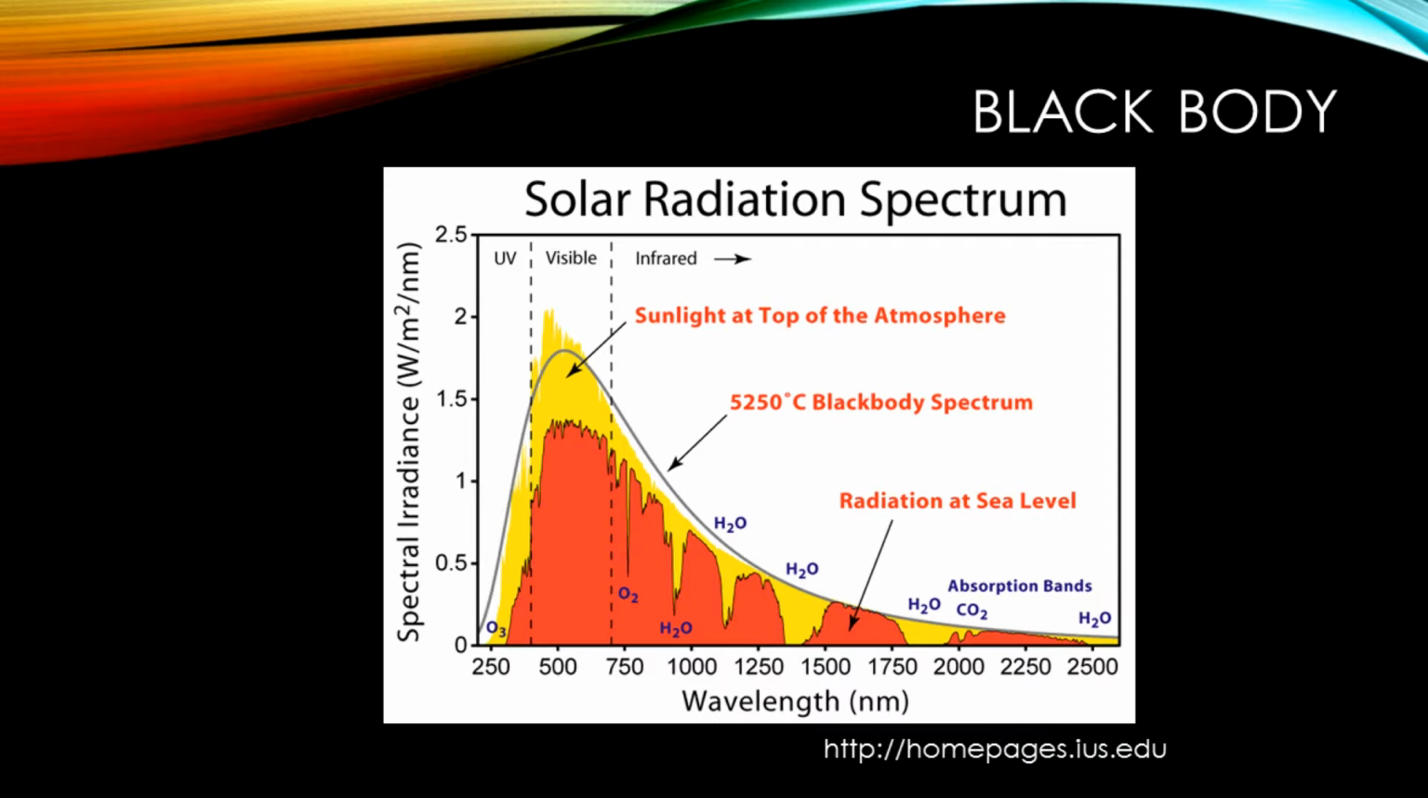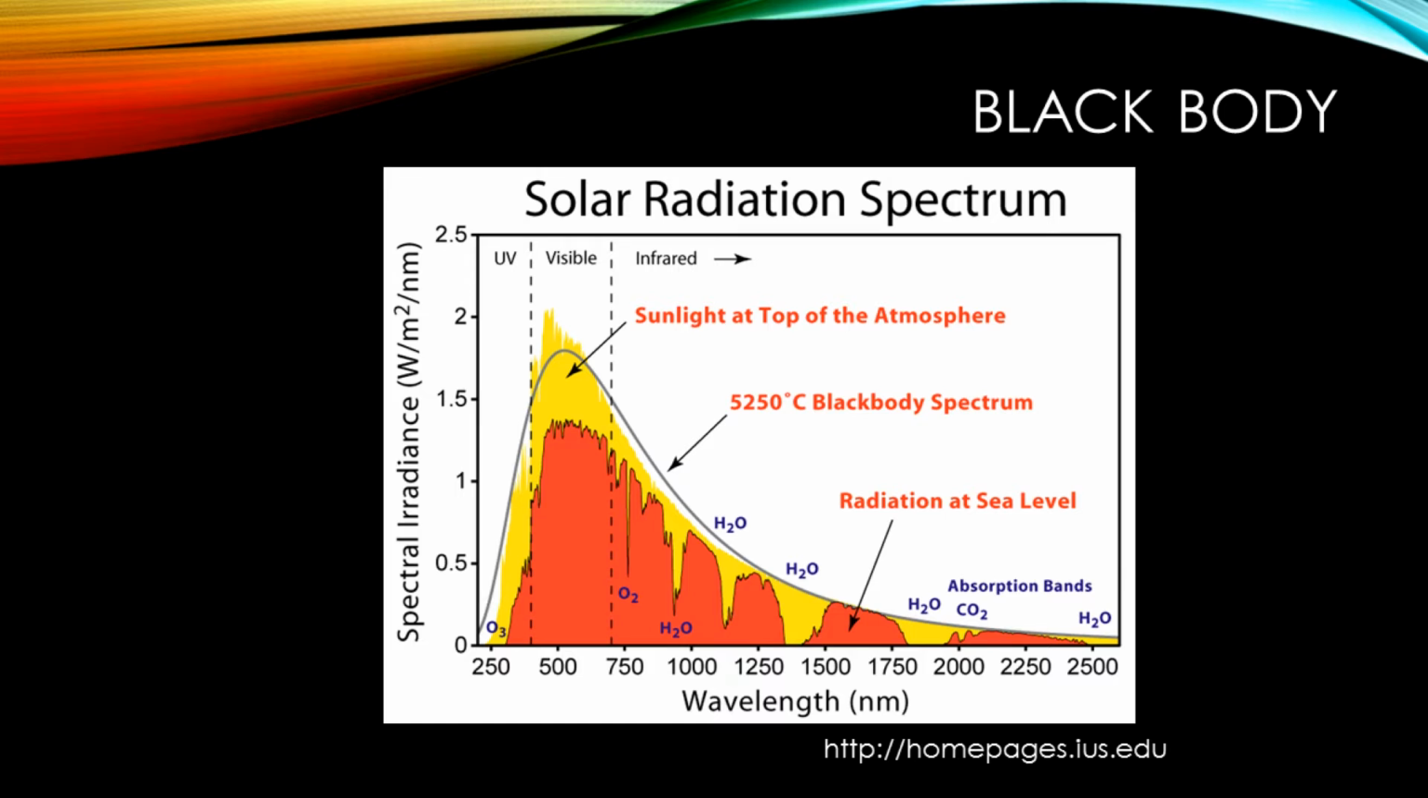So what is a black body? A hypothetical black body curve looks like this, all right? So this is what the sun's black body curve looks like. You can see that the sun is not an actual black body radiator. You've got some differences between what the black body is supposed to look like and what it actually looks like, but it's the best thing that we've got, right?